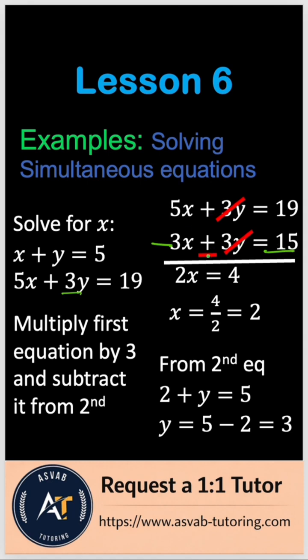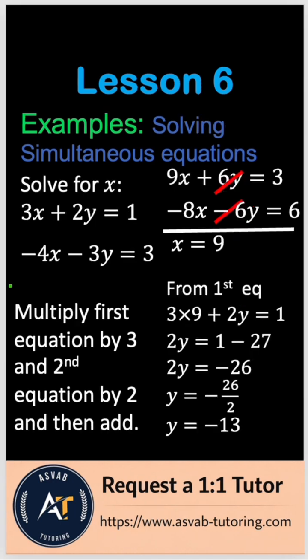So this positive 3y and negative 3y will cancel each other out as shown here. And we will only be left with 5x minus 3x, which gives us 2x. And 19 minus 15 gives us 4. If we divide both sides by 2, we will be left with x equals 4 over 2, which equals 2. Now we have got the value of x. If we put this in the second equation, we will get 2 plus y equals 5. Now if we subtract 2 from both sides, we will be left with y equals 5 minus 2, which equals 3.